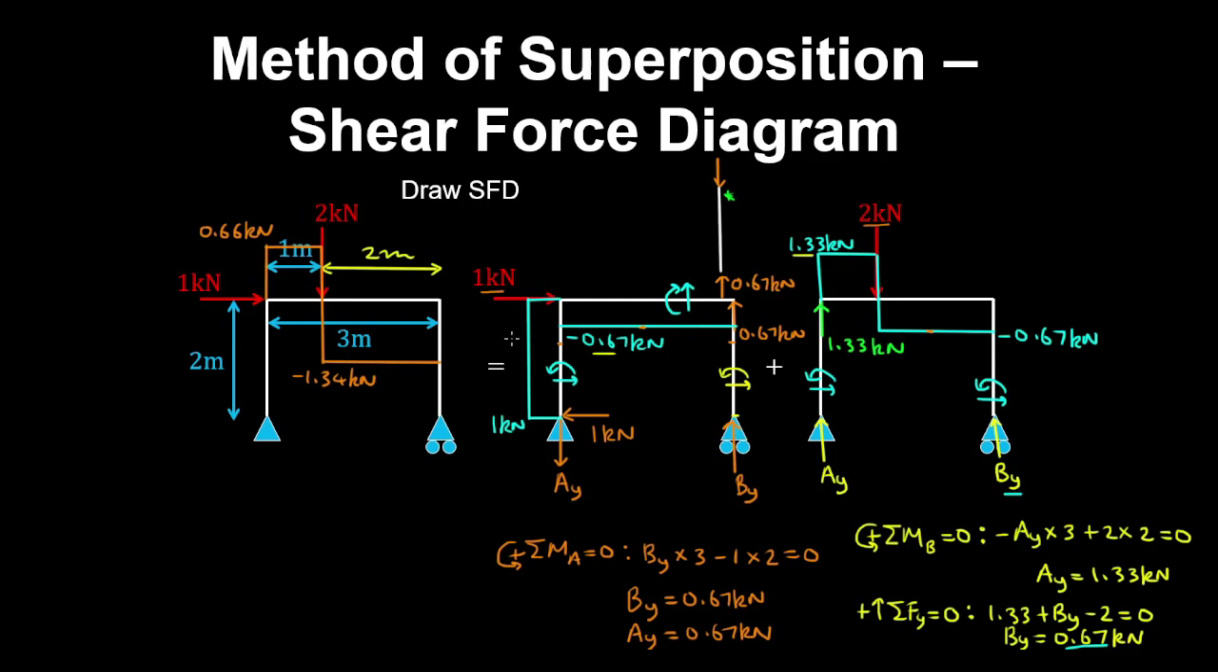And now in the left column, we have 1 kilonewton plus 0 gives a shear force of 1 kilonewton in the left column. That's constant. And in the right column we have 0 plus 0, so the shear force in this column on the right is 0.